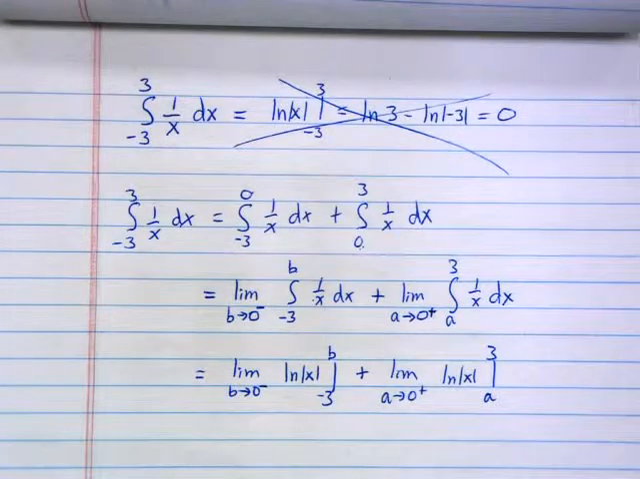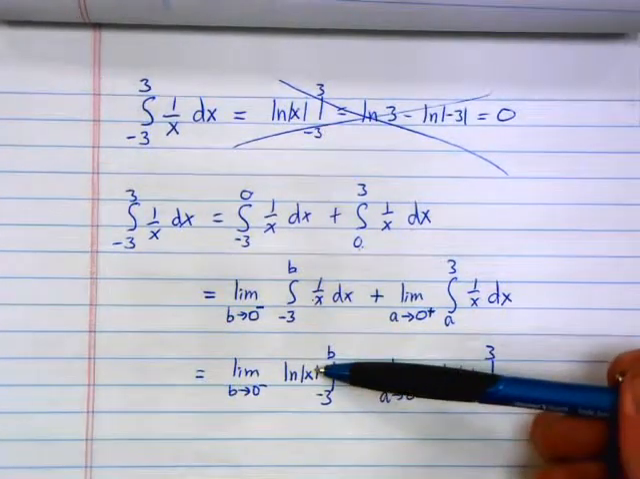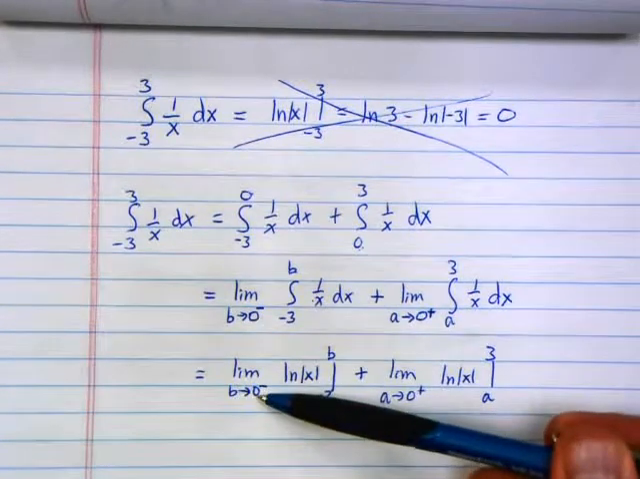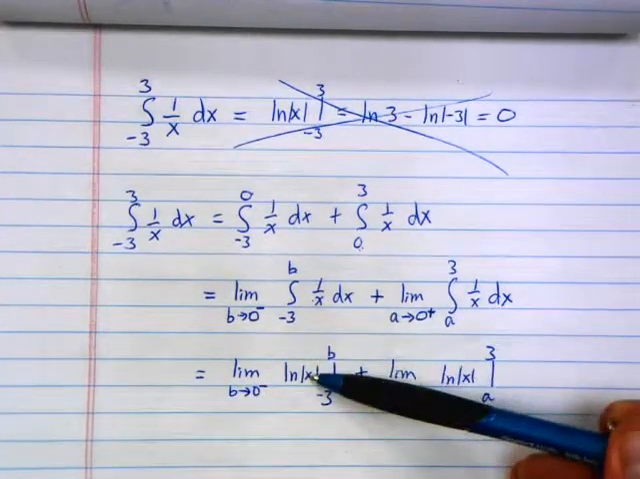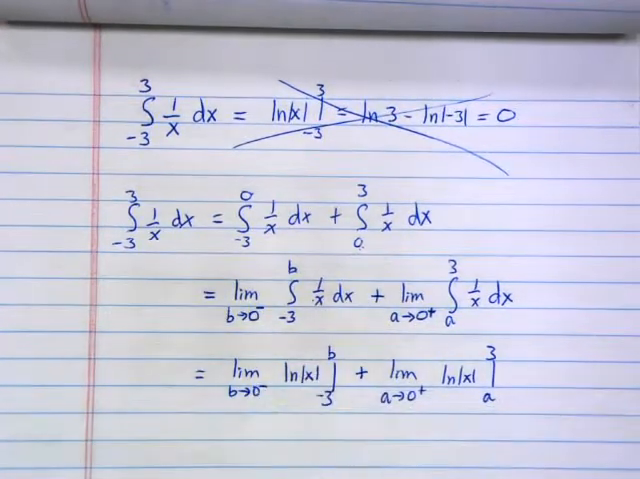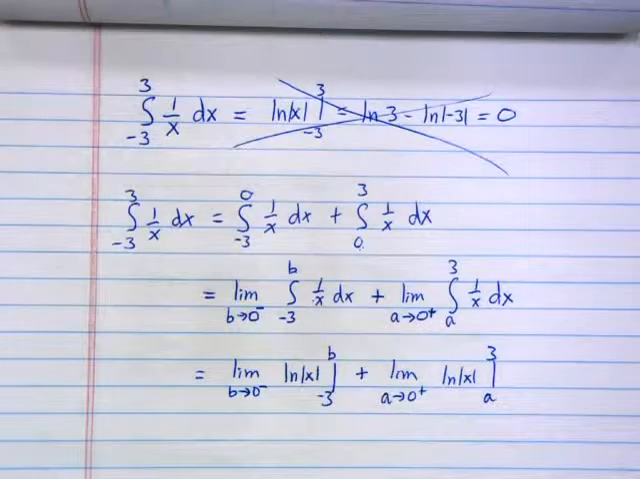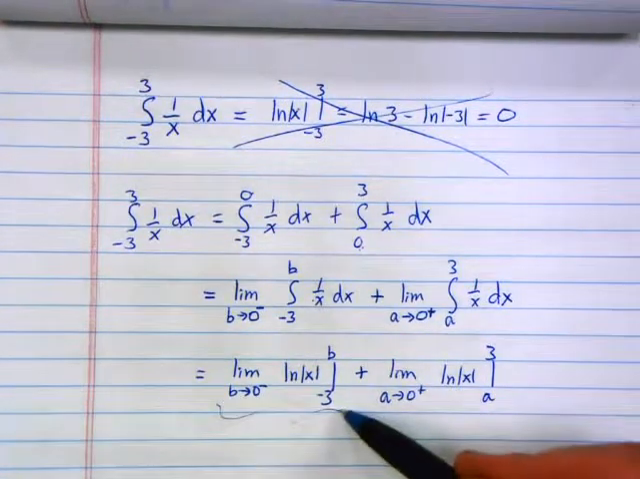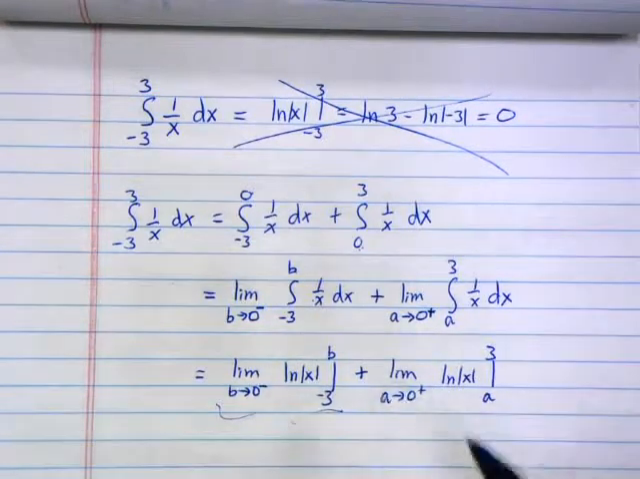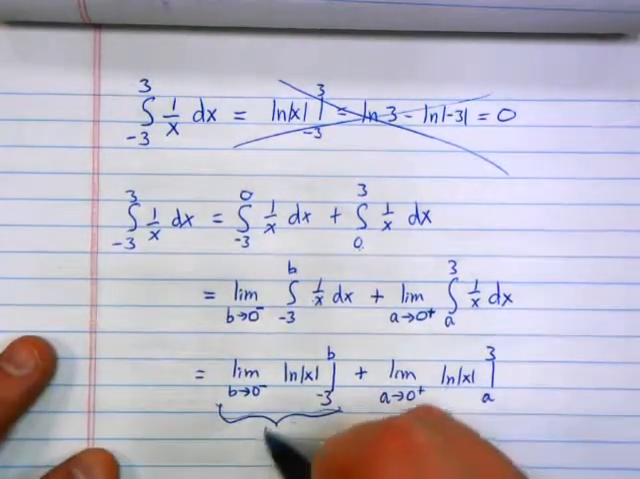Okay, well, I plug in b, and then I let b get close to 0. What happens when I plug in b into my ln x, and then b gets close to 0? It goes to negative infinity. So what can you tell me about this first integral? It's divergent. So this one happens to be divergent.